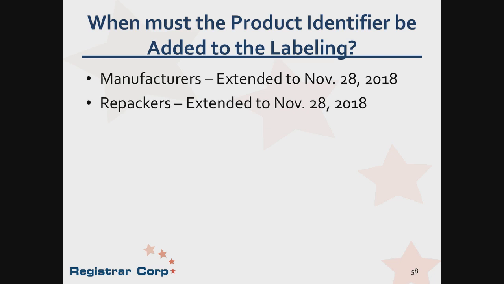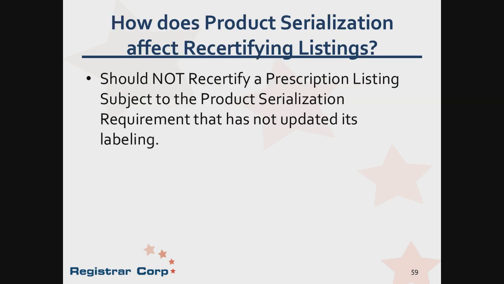The product identifier is required to be added to the labeling this year. For manufacturers, it has been extended to November 28, 2018, and repackagers are required to also add the product identifier to its labeling by November 28, 2018. FDA has advised that prescription drug listings that have not been updated per the new labeling requirement should not be recertified for 2019.